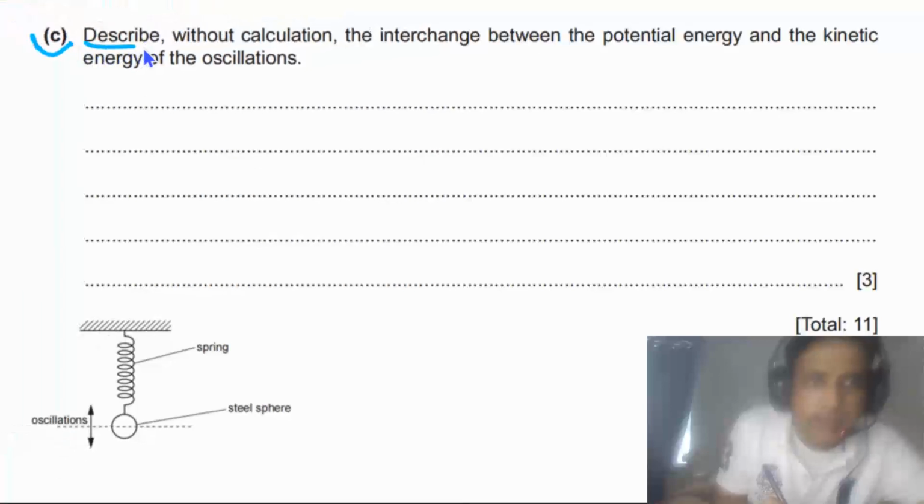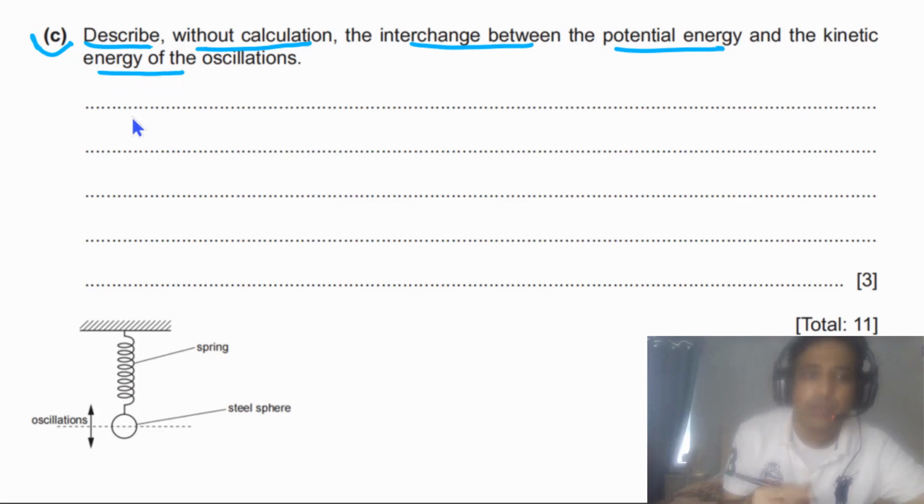Part C says describe without calculation the interchange between the potential energy and kinetic energy of the oscillation. So pretty straightforward question. Imagine that first of all, when the sphere is at this point, this is the equilibrium position. And when the sphere is at the lowest point, we can imagine the sphere will be here, and when the sphere is at the top position, we can imagine it will be here.